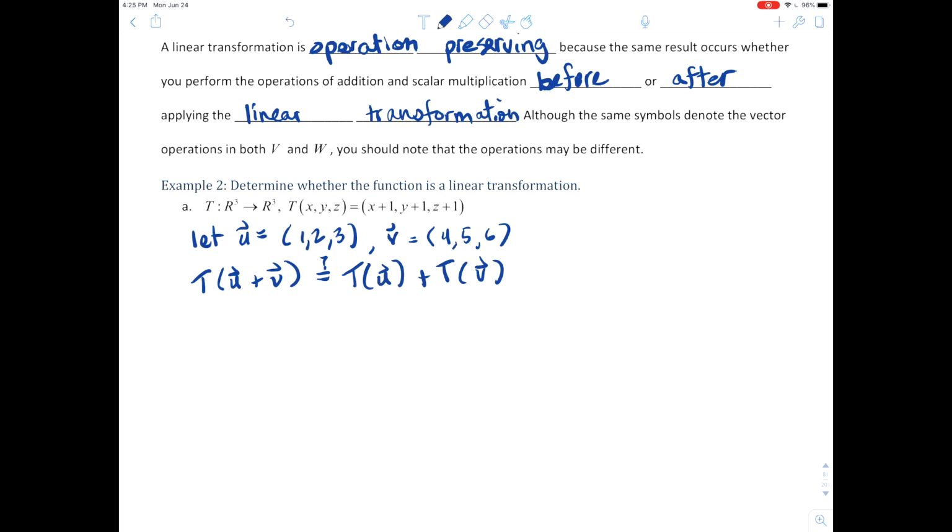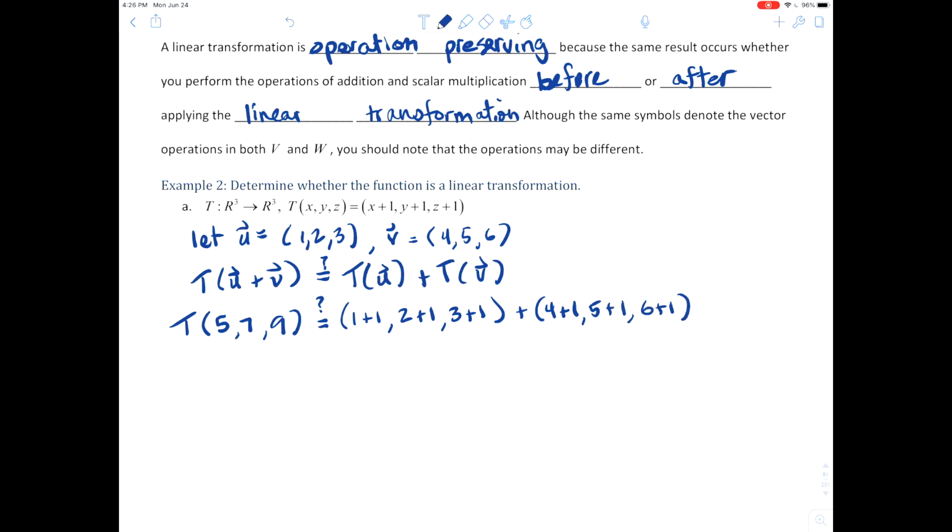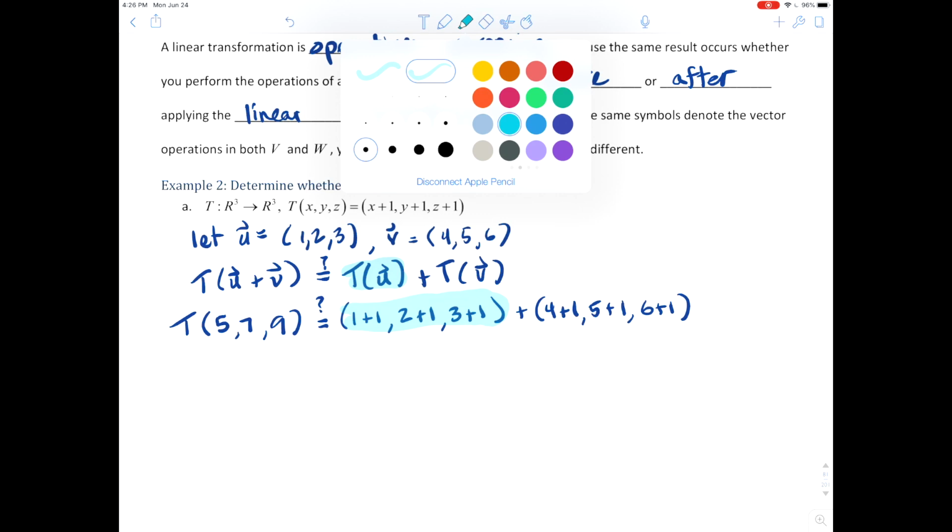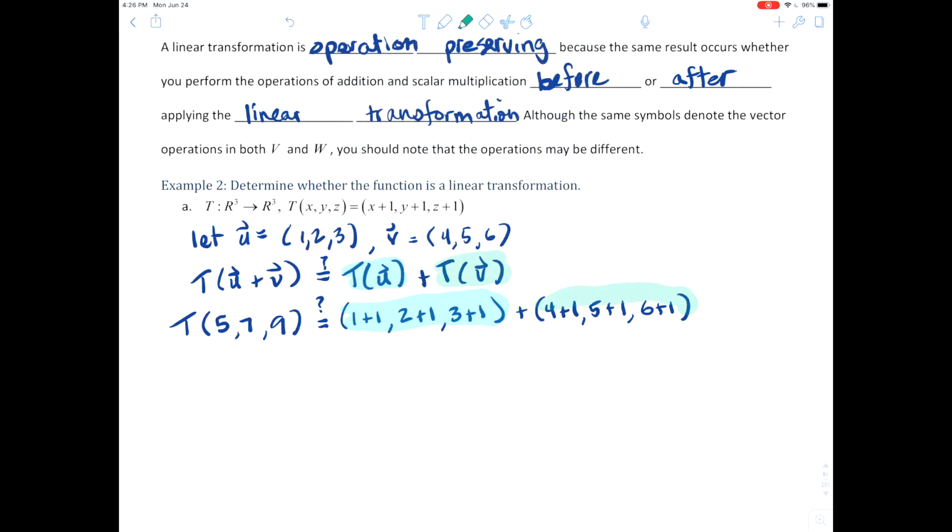If I keep u and v together on this left-hand side, what would I be doing? I'd end up getting T at 5, 7, 9. So I just added the vectors u and v. And then continuing on the right side, if I apply the linear transformation to u, what am I going to get? Beautiful, I'll get 1 plus 1, 2 plus 1, 3 plus 1. And then applying the linear transformation to v, I'll get 4 plus 1, 5 plus 1, 6 plus 1. T at u has this output before simplifying, and T at v has this output before simplifying.